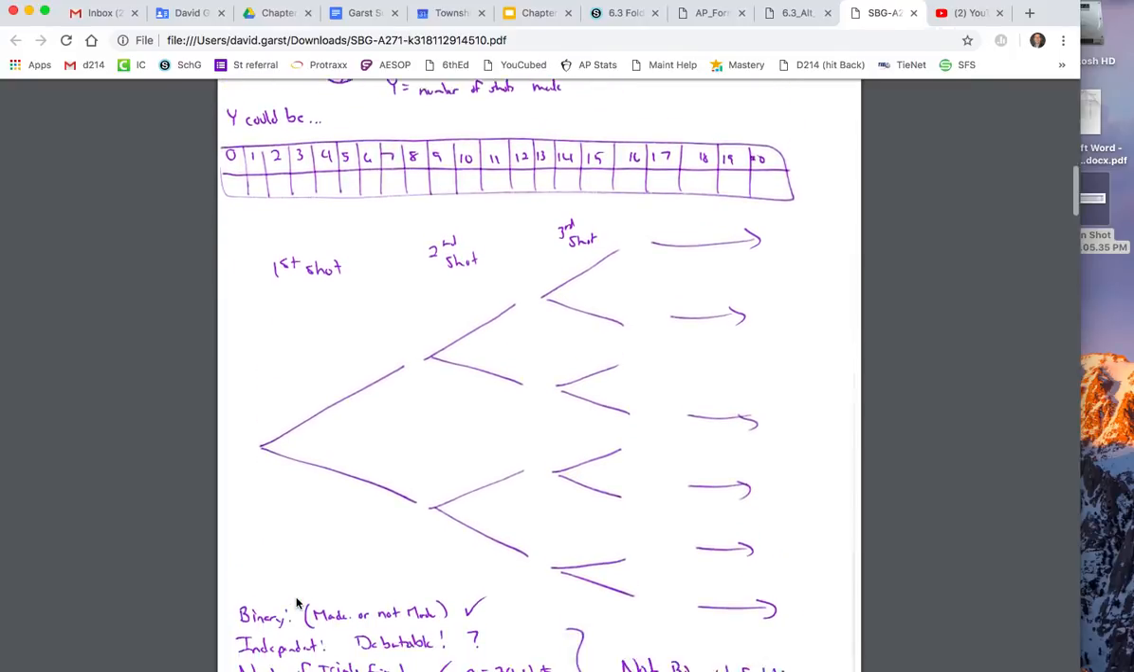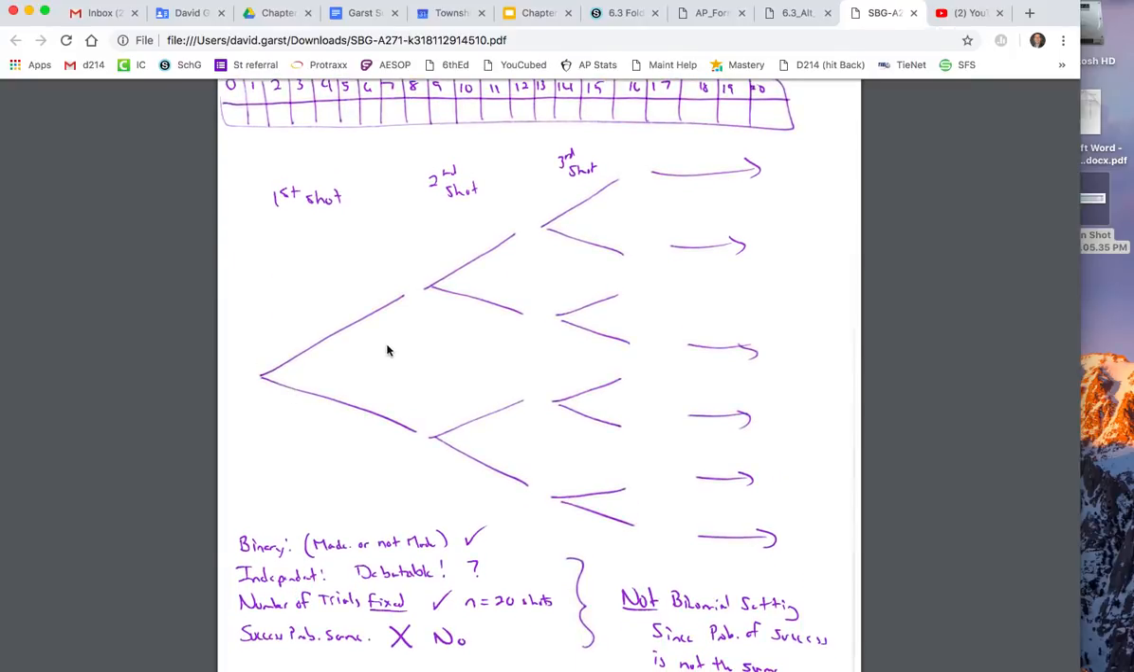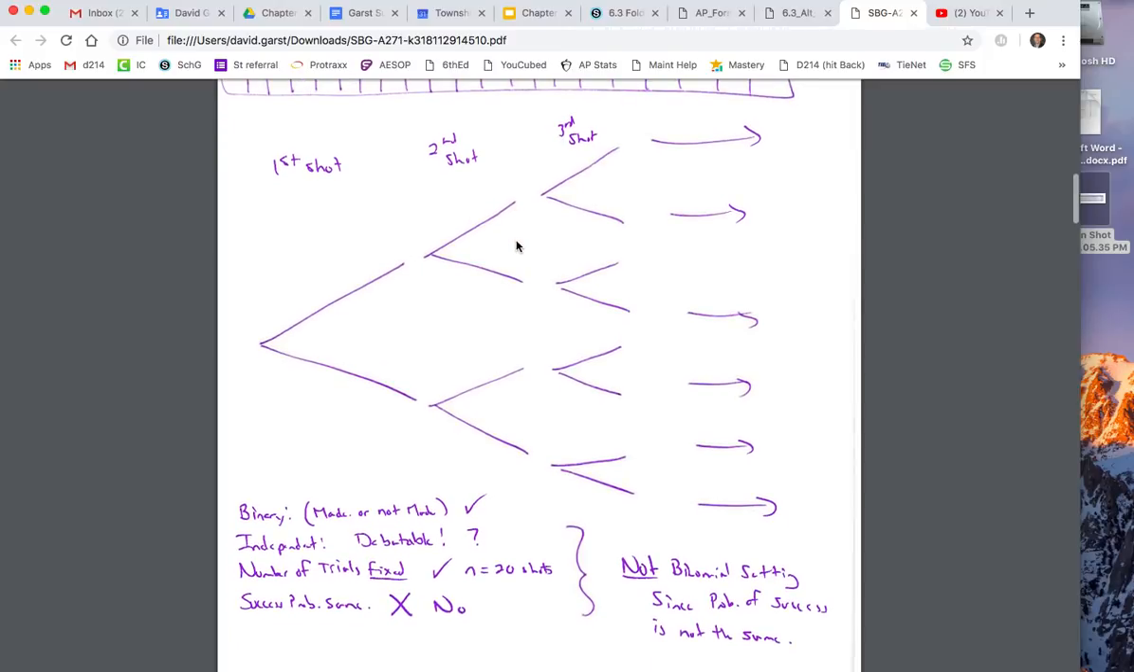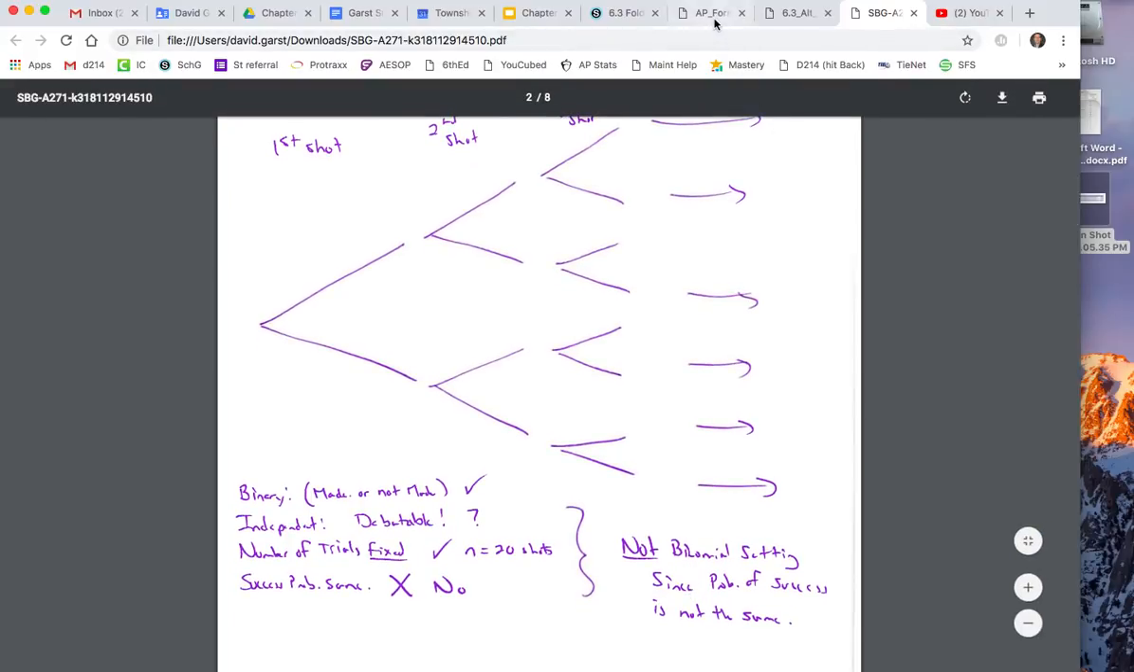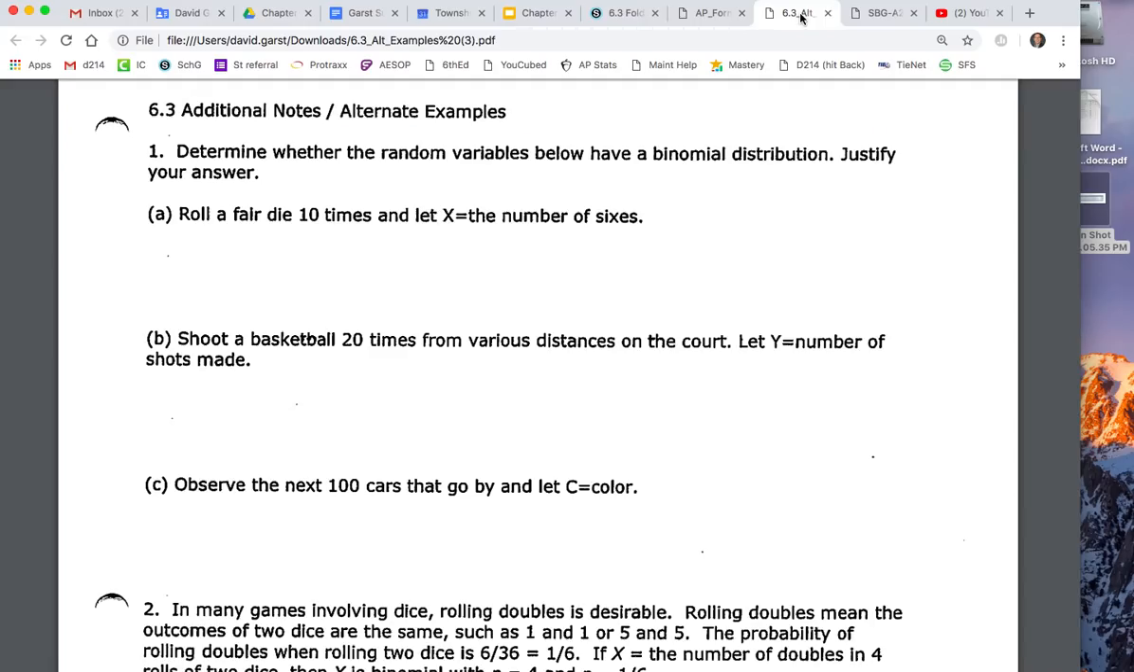Shooting a free throw or shooting a three-pointer is going to be a different probability as we go through our shots. So if this problem were, for instance, taking free throws, 20 free throws in a row, maybe we could argue that you'd have the same probability of success. But since they used various distances, this probability part is broken. And if any one of these 4 is not being met, then we say that this is not a binomial setting. The last case is part C here.